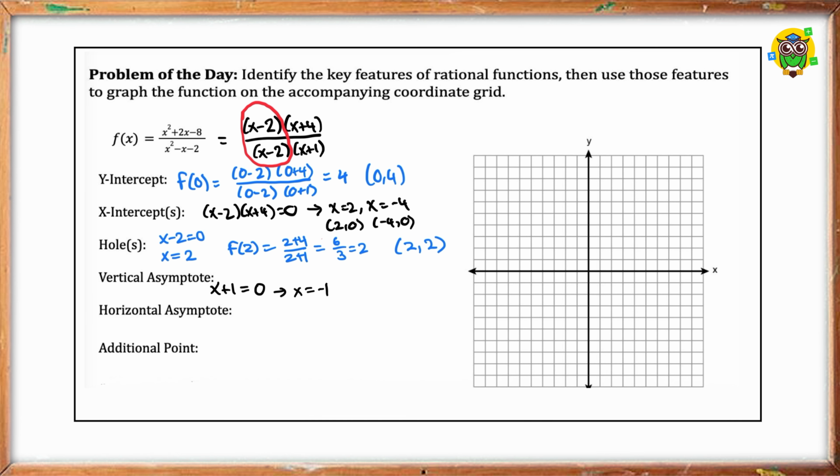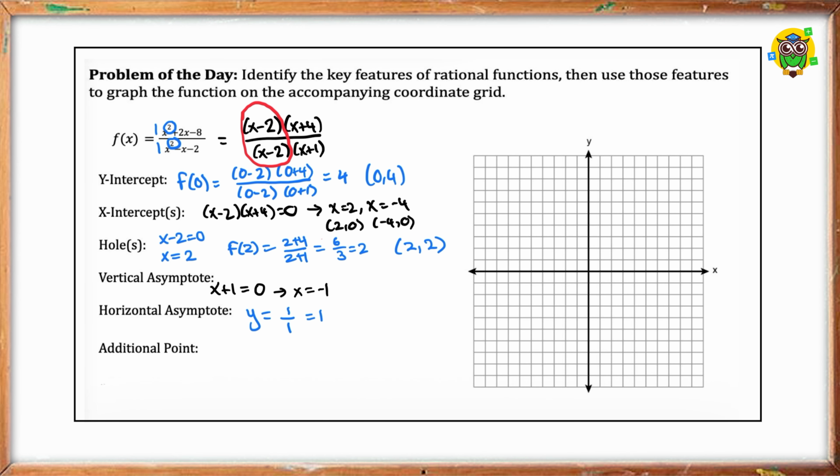Now let's find our horizontal asymptote. For this, we want to look at our exponents in our original function. We have a 2 in the numerator and a 2 in the denominator. Because the exponents in the numerator and denominator are equivalent, our horizontal asymptote of y is going to be equal to the ratio of the coefficients. So we have an imaginary 1 in front of x squared here, as well as an imaginary 1 in front of x squared in the denominator. So our horizontal asymptote is going to be 1 over 1, which is equal to 1.